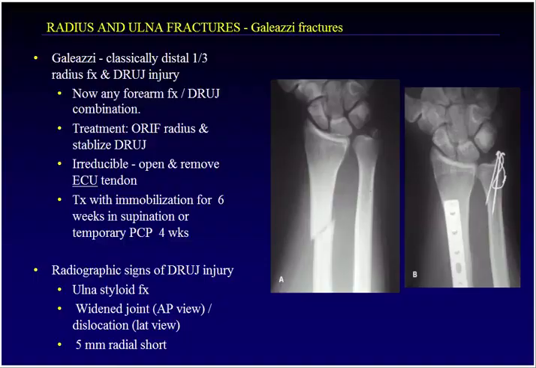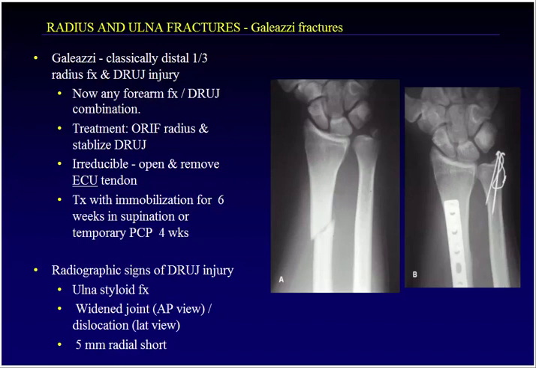Galeazzi fractures, a couple of eponyms you probably need to remember. The classic Galeazzi fracture is a fracture of the distal 1/3 of the radial shaft with an associated dorsal dislocation of the ulna, or a distal radioulnar joint injury. We now commonly refer to a fracture as a Galeazzi fracture if there's any forearm fracture with an associated DRUJ injury. The treatment is to perform anatomical plate fixation of the radial shaft and then stabilize the DRUJ.